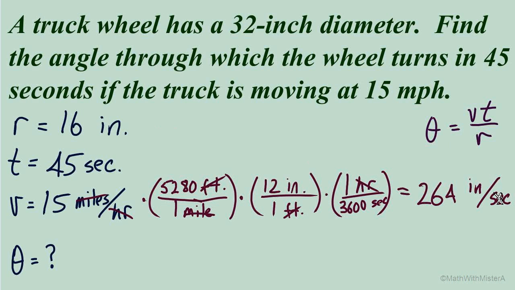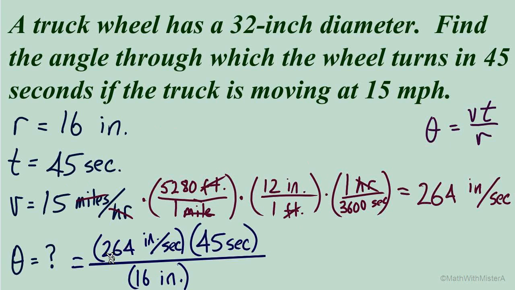So our distances are all in inches, our time all in seconds. We're ready to go to the formula, vt over r, 264 inches per second times 45 seconds divided by 16 inches. Now our units, the seconds will cancel, and the inches will cancel. Our units have totally canceled, and we know that means we have units of radians left over, just in case we didn't remember that theta would always give us units of radians. So this multiply and divide leaves us with 742.5 radians.